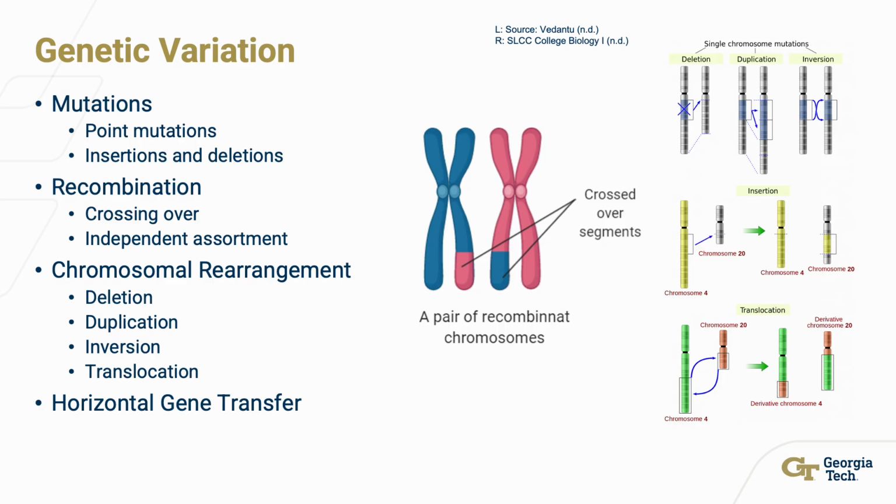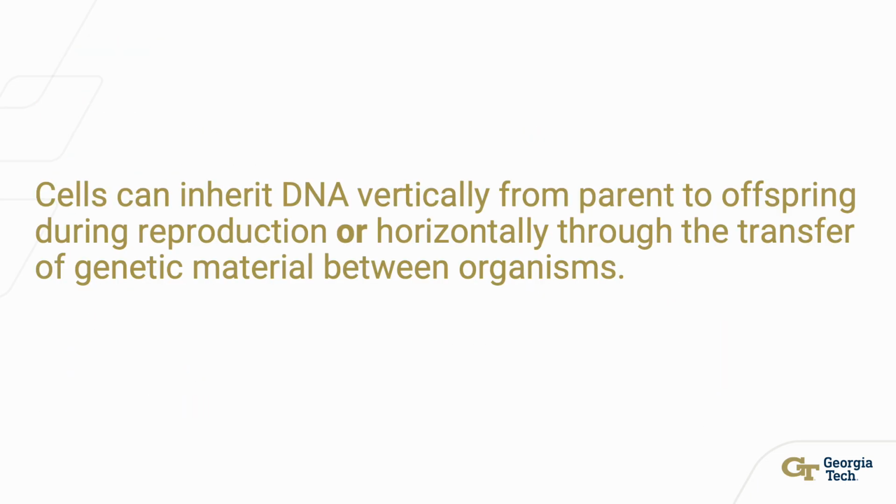Mutations are when within a base pair something might be incorrect, whether in one location or more is inserted or deleted. Recombination is common in meiosis, where chromosomes cross over and their legs kind of break off, meaning that every time they reproduce, there's slight genetic variation within the daughter cells compared to the parent cells. There's also chromosomal rearrangement, where parts of the chromosome might be deleted, duplicated, inverted, or translocated. And of course, there is horizontal gene transfer.